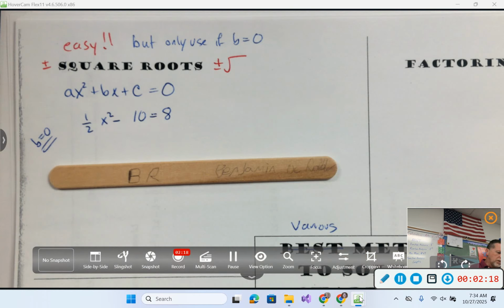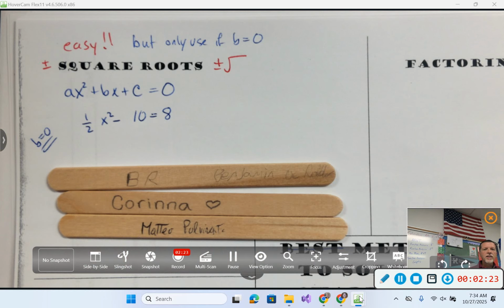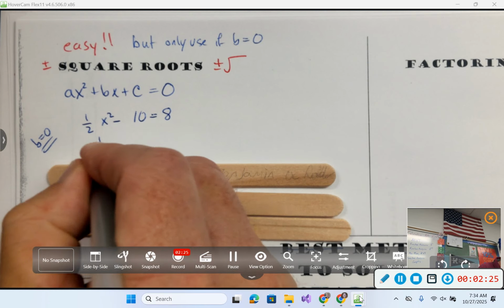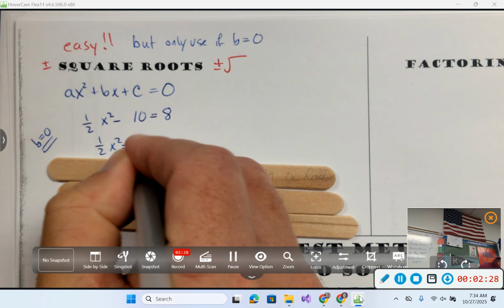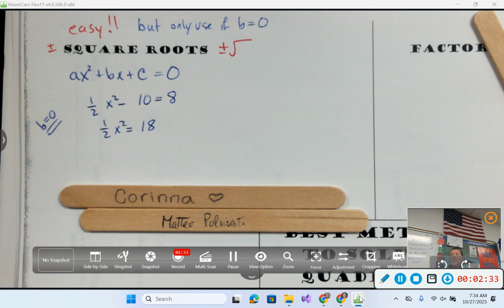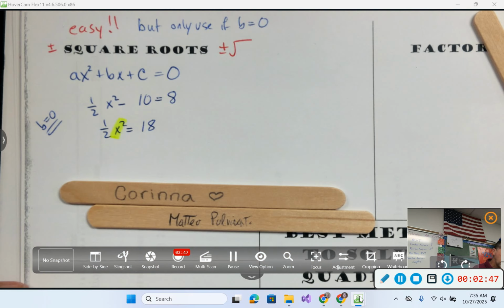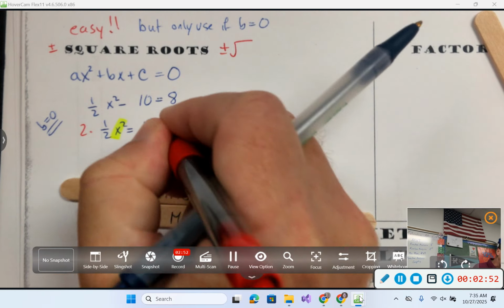So, Ben, what would you like to do first? Plus 10 to the other side. Beautiful. Add 10 to both sides, so 1/2 x squared equals 18. Corinna, what would you like to do next? This is a step that some people missed on the test. To factor out the 1/2. I want to take care of the 1/2, but I don't think I would phrase it as factor out. I want to get x squared by itself. So times 2. That will fix the 1/2.